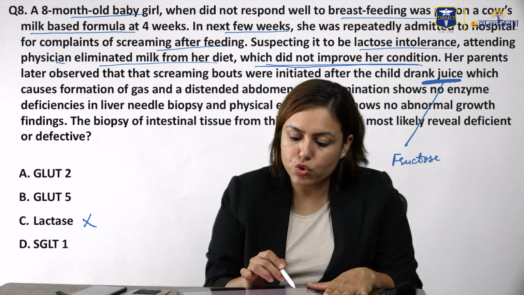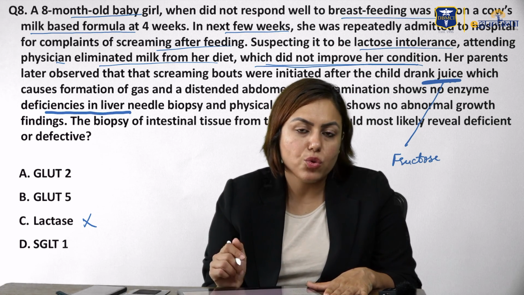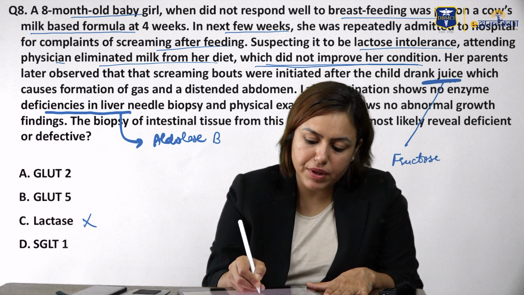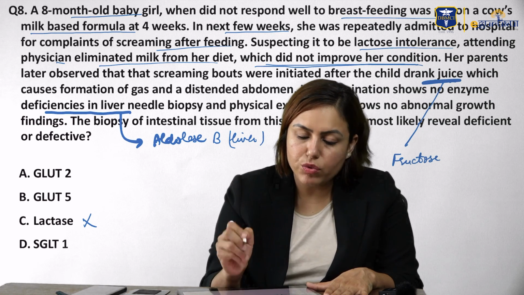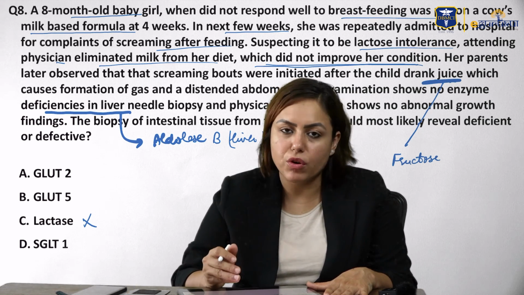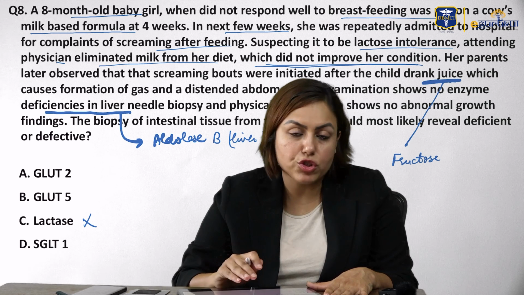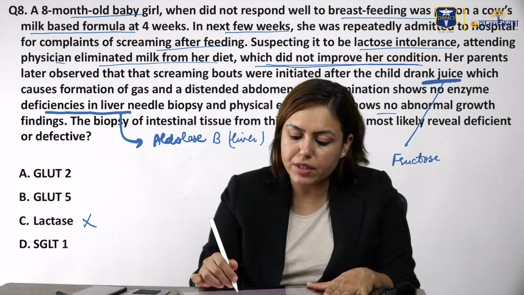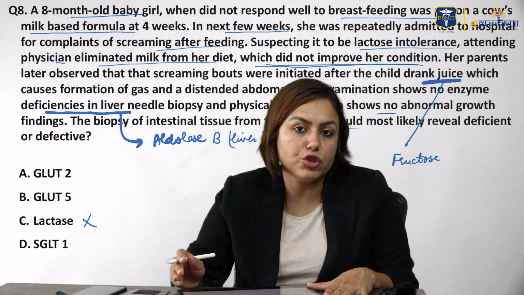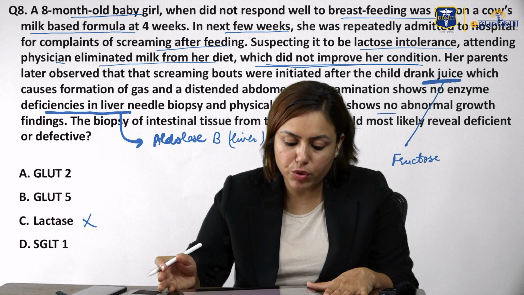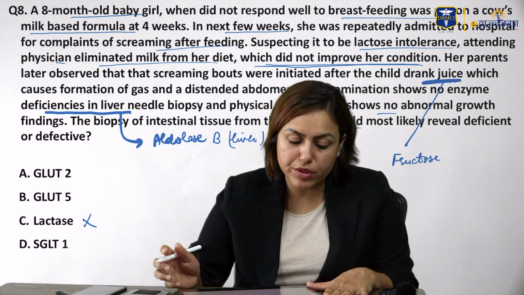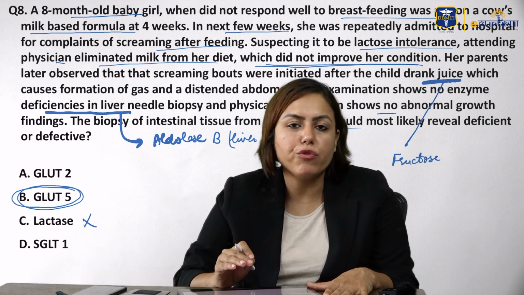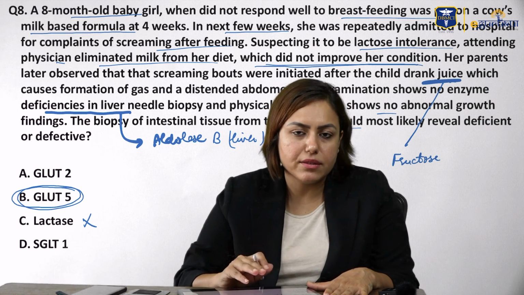Lab examination shows no enzyme deficiency in liver. So in case of fructose metabolic disorder, the enzyme aldolase B is present in liver. So they are telling you that it is not aldolase B deficiency because the liver enzyme is normal. There is no deficiency of liver enzyme. Physical examination shows no abnormal growth. So a biopsy of intestinal tissue from the patient would most likely reveal deficient or defective. Options left are GLUT or SGLT, that is glucose transporters, and fructose is transported via GLUT5. GLUT5 is the transporter for fructose. So very clear that the answer is GLUT5.